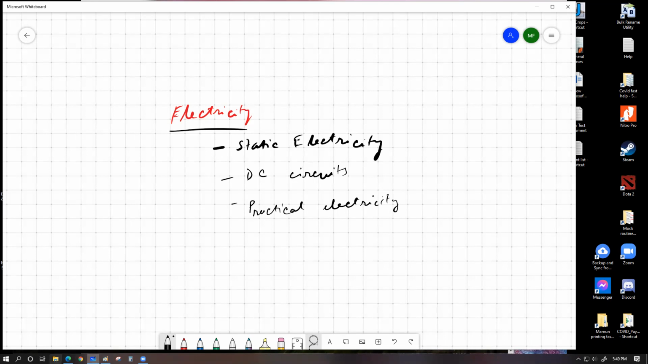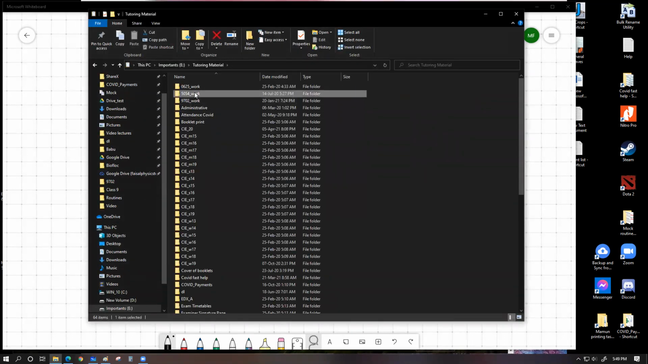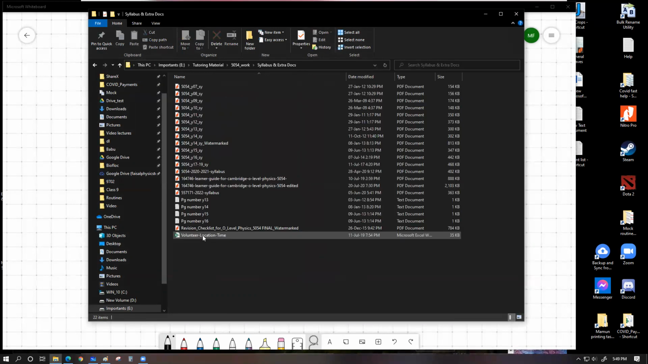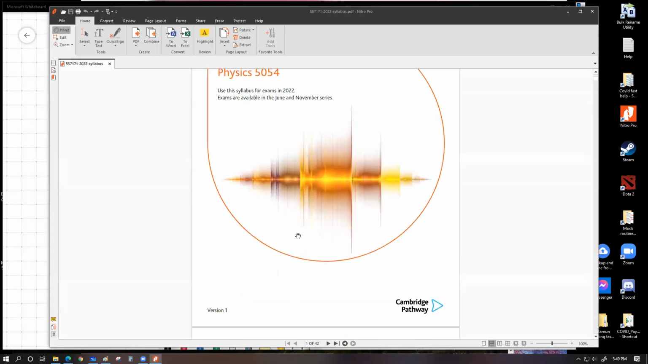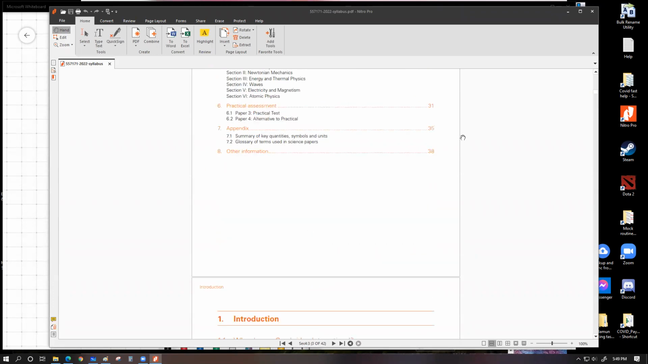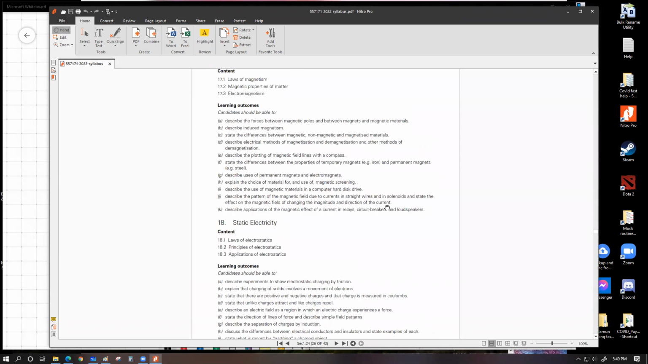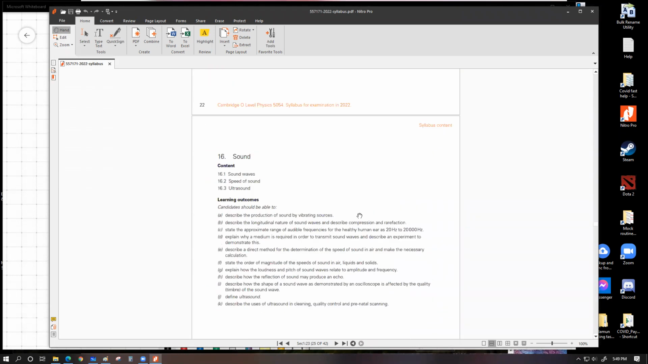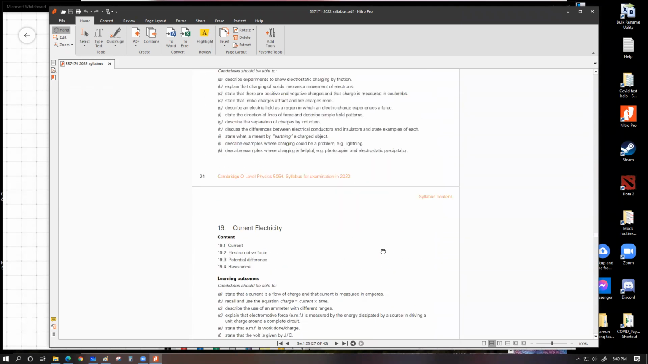I just need to find out something or show you something in the same process, whether we do need to do gold leaf electroscope or not. So just a moment. It would be appearing for the O-level physics 5054 2022. It will be appearing for all of us in 2022, right? Yes. So if I just dive into this on the electricity part, here is static electricity. Where did it go? There you are.